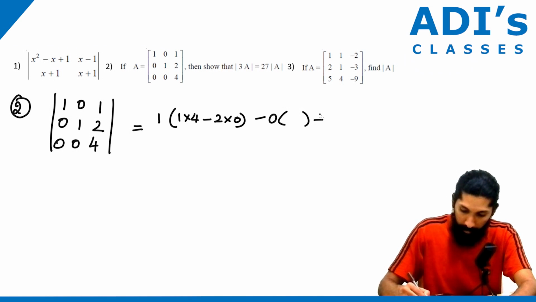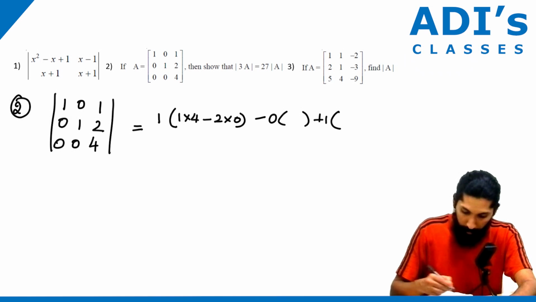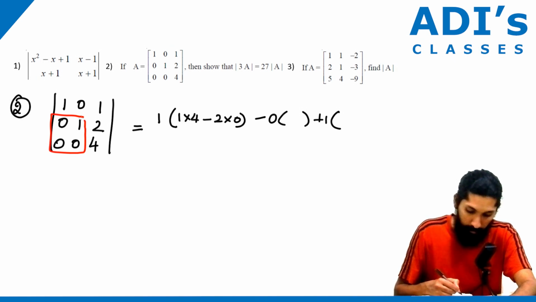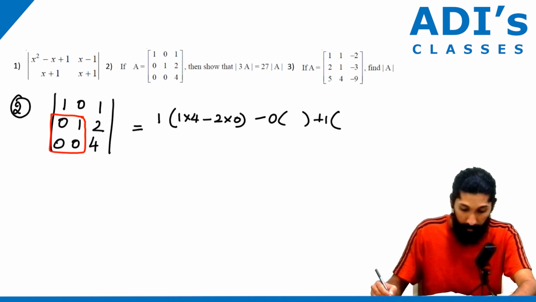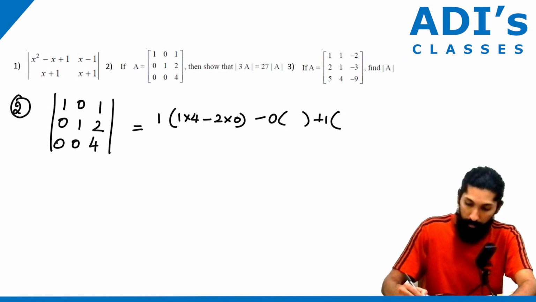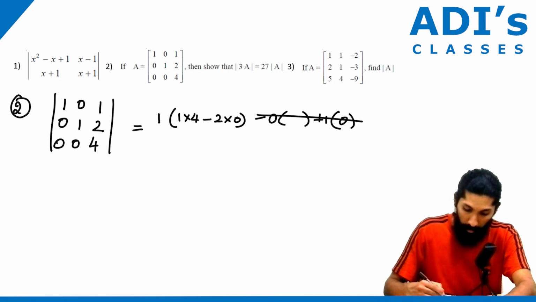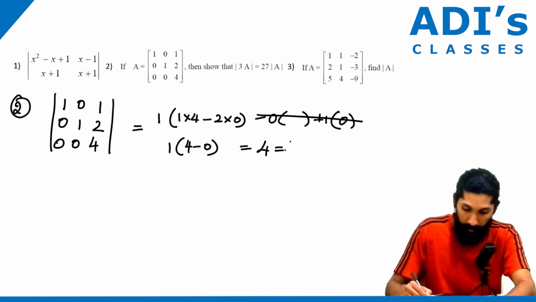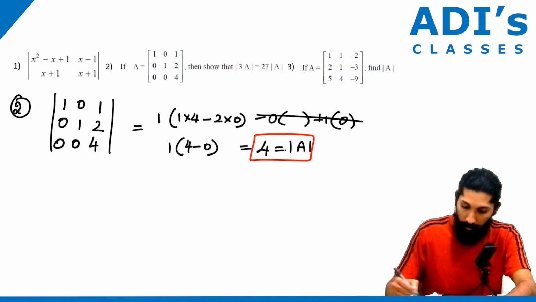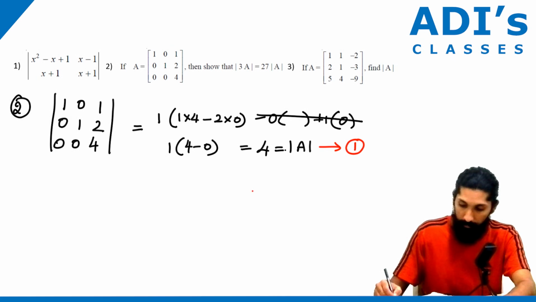Next one is plus 1 into, so now you are going to take this small matrix. See this one, 0 into 0 minus 1 into 0, answer is going to become 0 anyway, isn't it? So 1 into 0. So both of these terms are cancelling out because it's 0. Now what do you have? 1 into 4 minus 0, which basically is 4. So determinant of A is 4. Correct? So let's keep this aside for now, or you can just call this equation number 1.